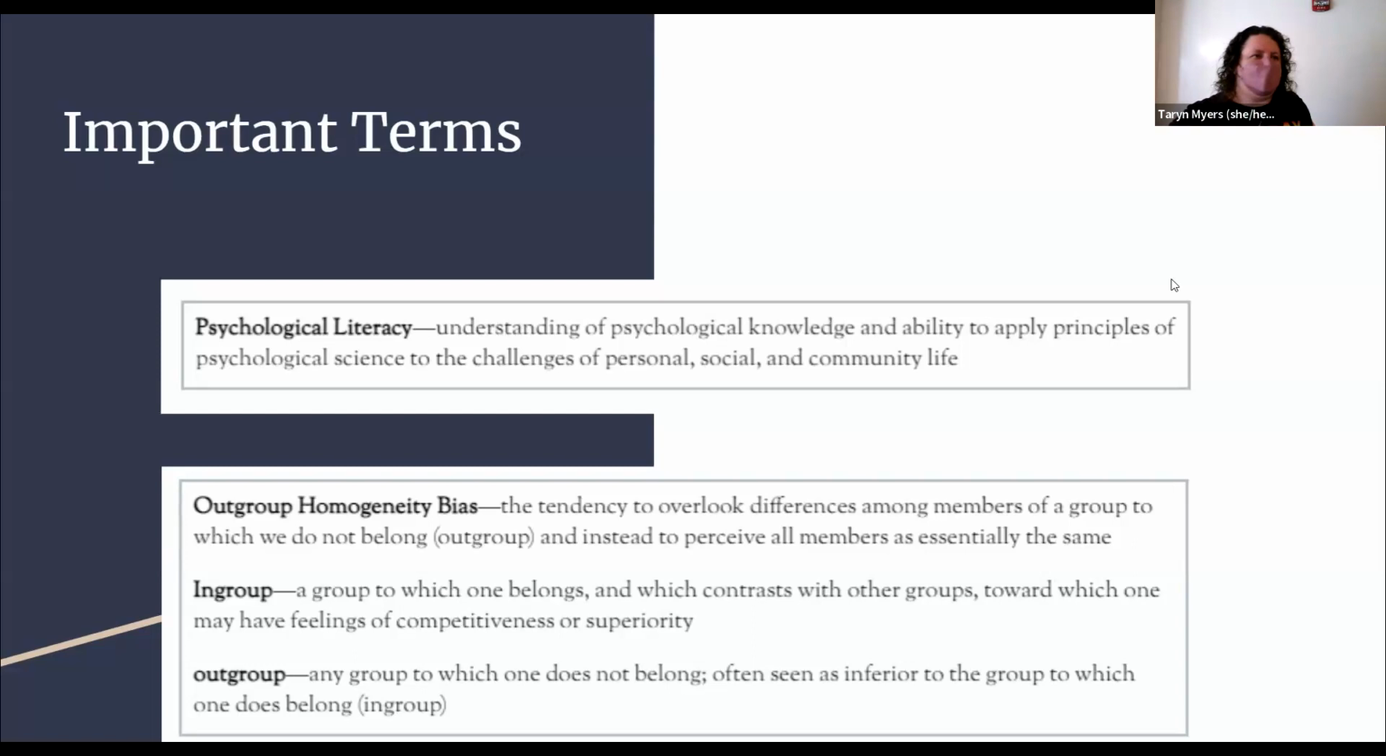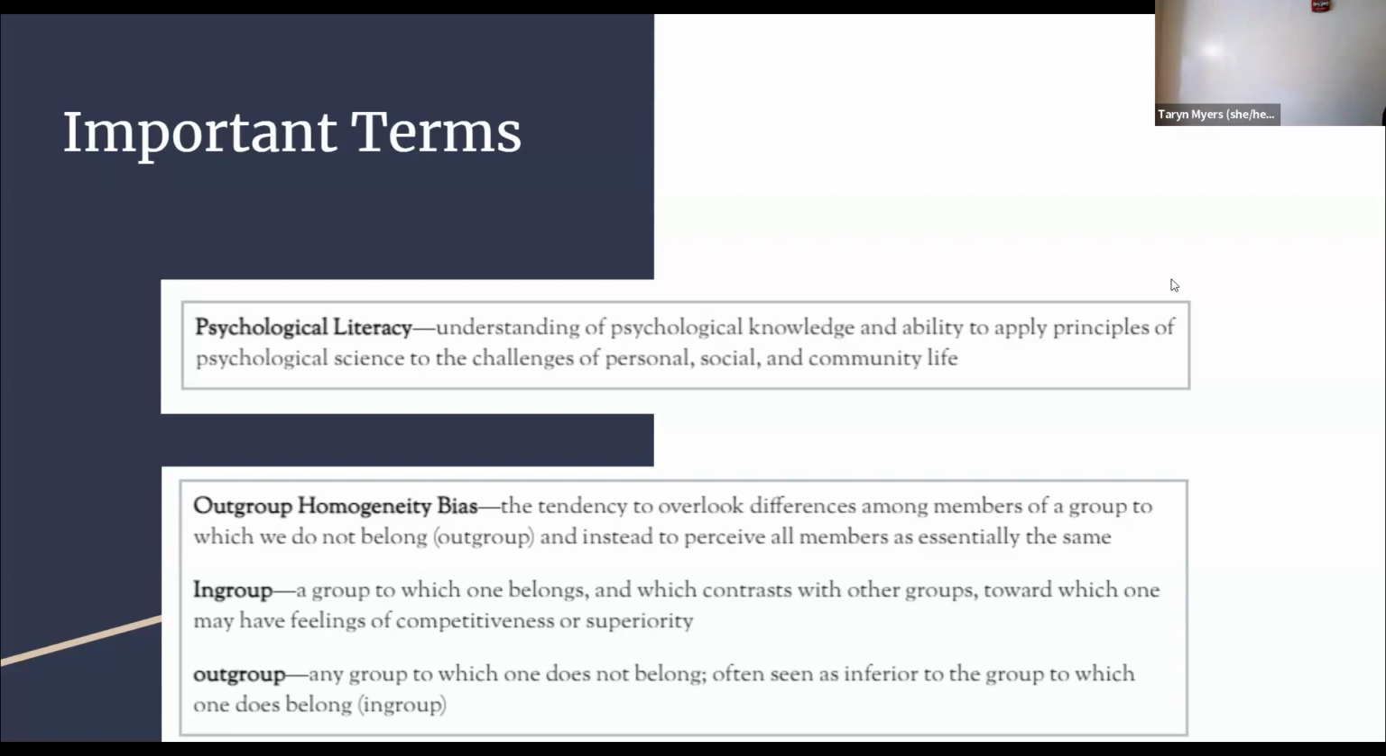There's a couple different things that work against us communicating with other people. One is the outgroup homogeneity bias, which is the tendency to overlook differences among members of a group to which we do not belong, our outgroup, and instead to perceive all members as essentially the same. And so this can happen politically, right? Oh, everyone who's not like me politically is XYZ. But in fact, there's a lot of nuance on both sides of the political aisle, right? And even just having two sides of the political aisle is a little unique to the US. A lot of countries have many more political parties, right?